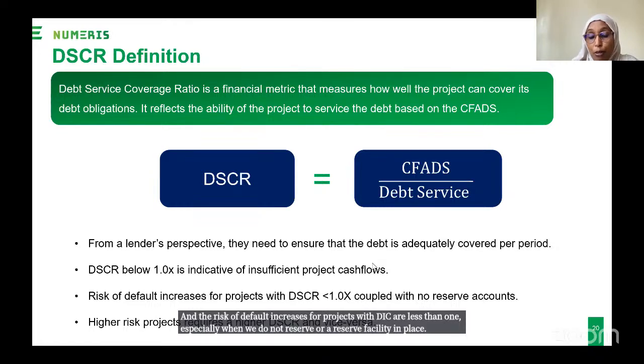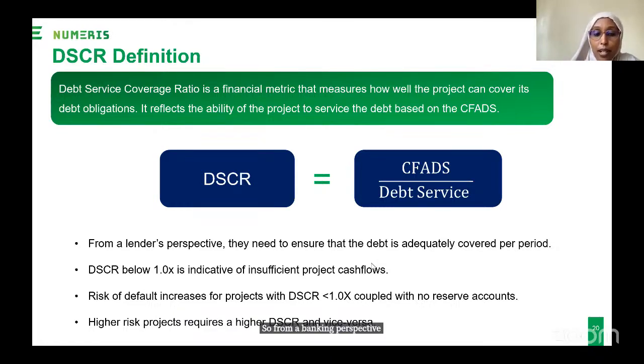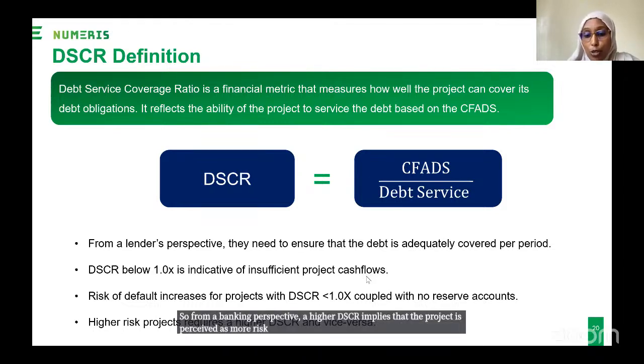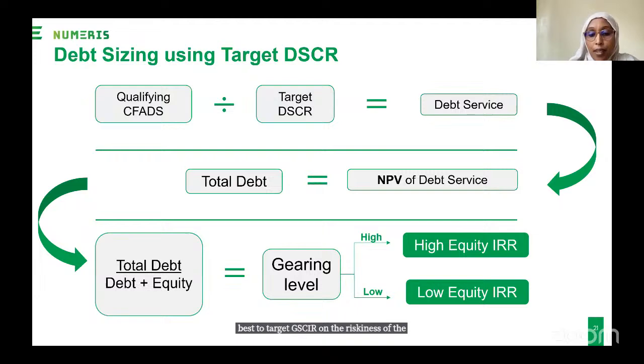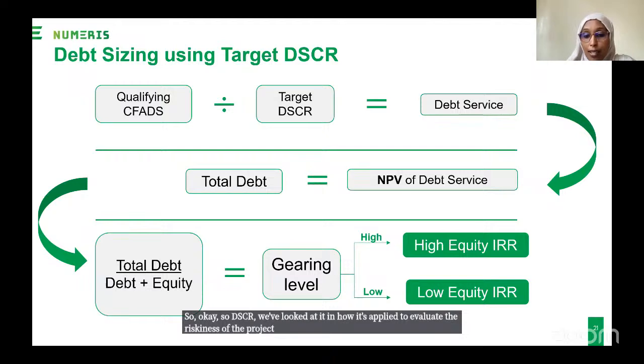From a banking perspective, a higher required DSCR implies that the project is perceived as more risky, and the vice versa is also true. So banks tend to base the target DSCR on the riskiness of the project. We've looked at how DSCR is applied to evaluate the riskiness of the project, but it can also be used to size the debt.